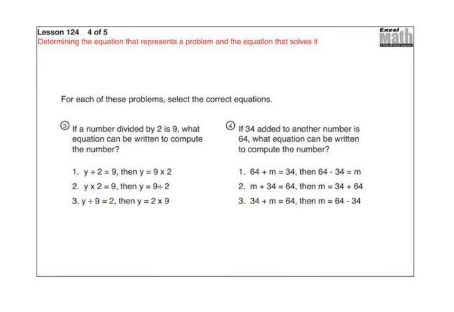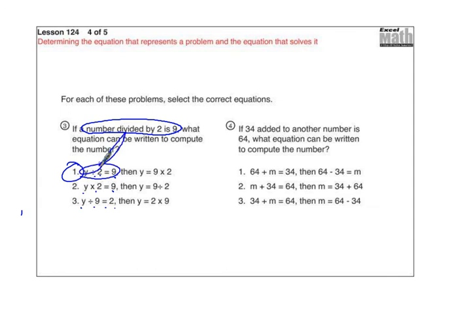All right, go ahead and pause the video. Do 3 and 4. Turn it back on when you're ready for the solution. Next one says, number divided by 2 is 9. Number times 2 is 9. Number divided by 9 is 2. I think it's number 1. Number 1 is the only one that makes sense to match up with that.